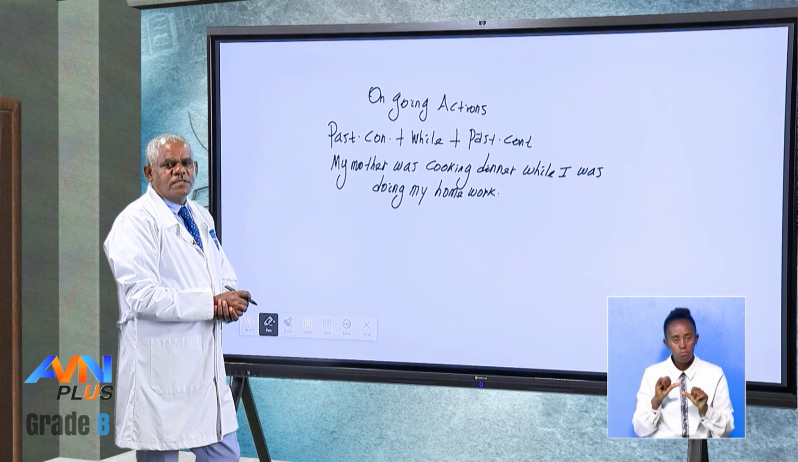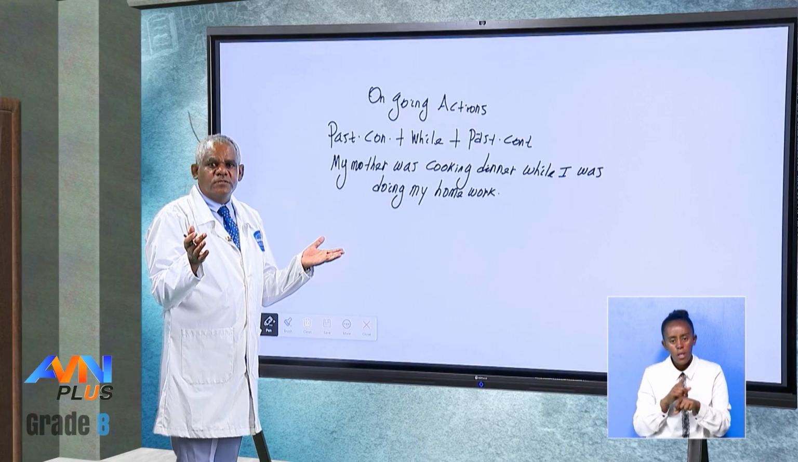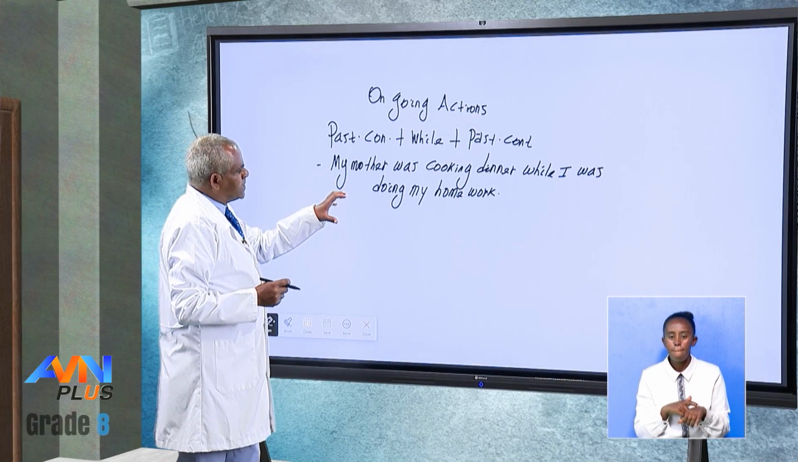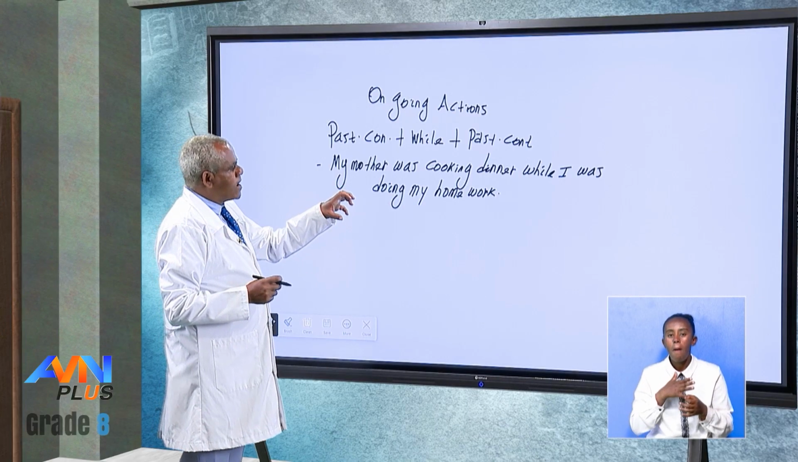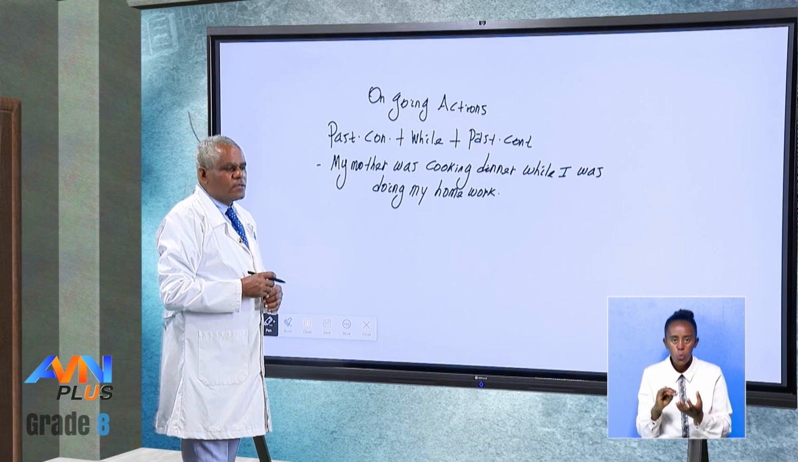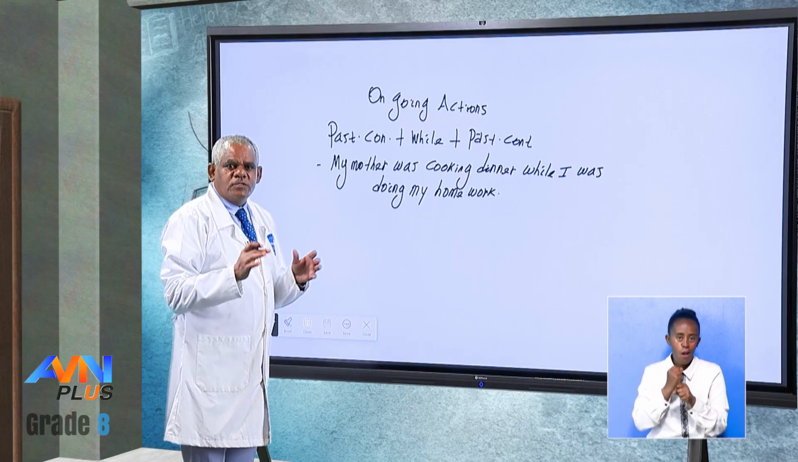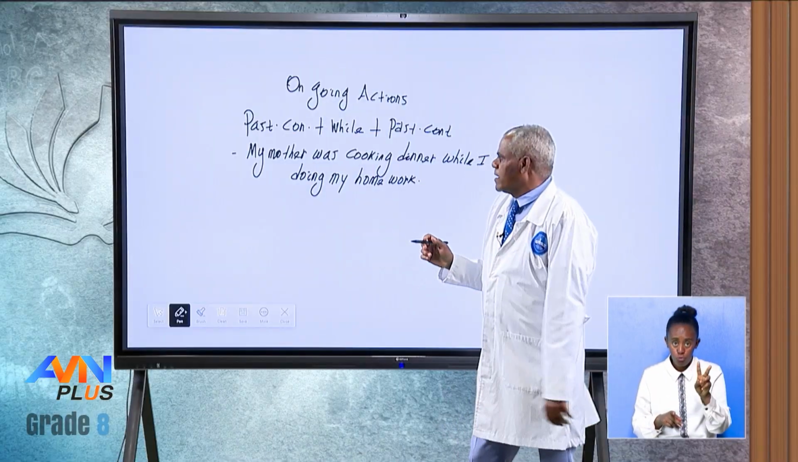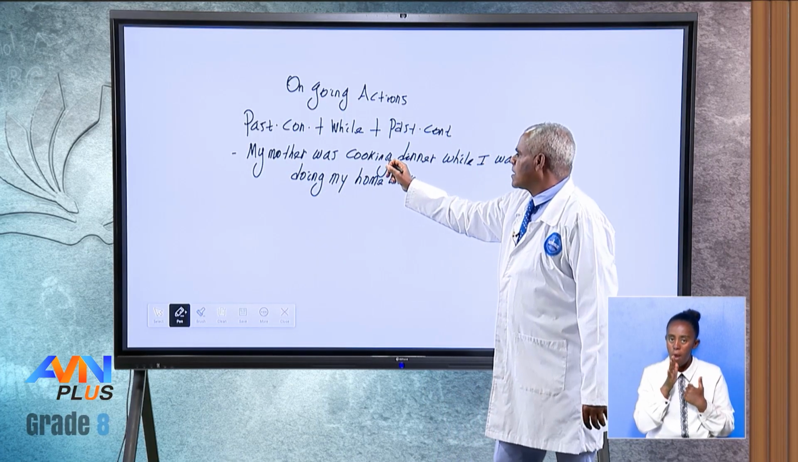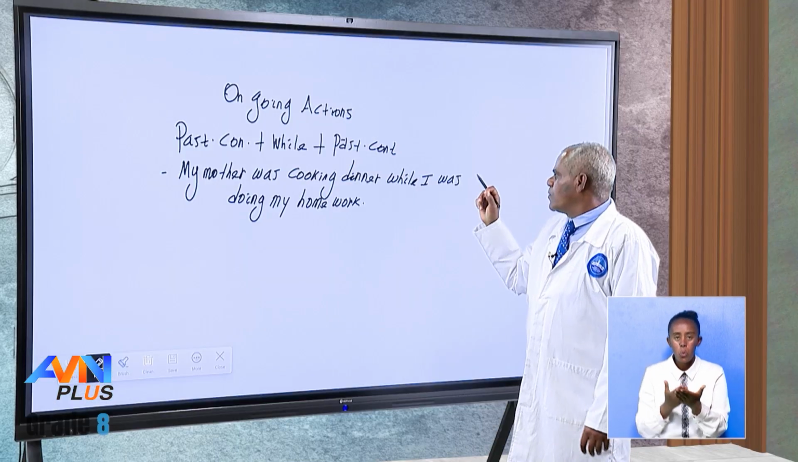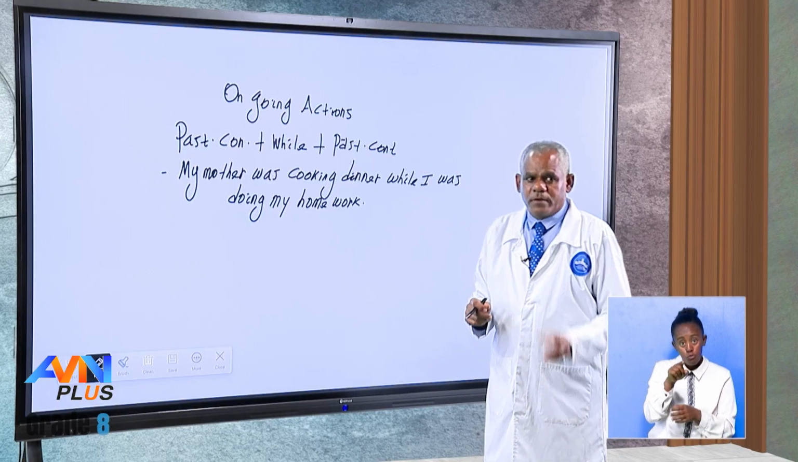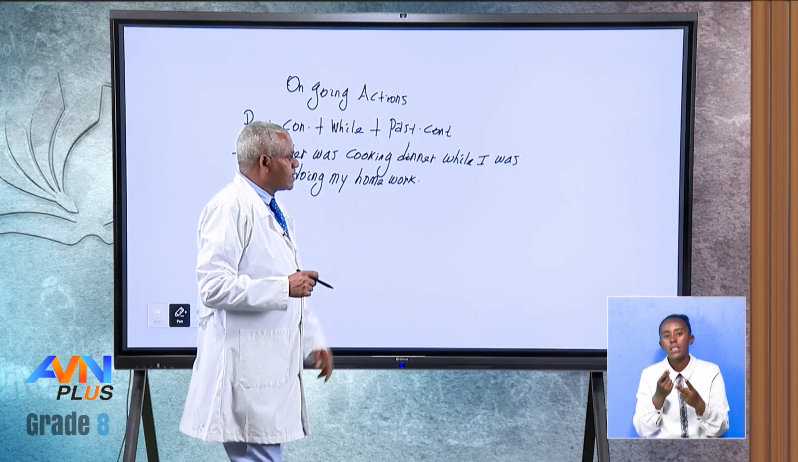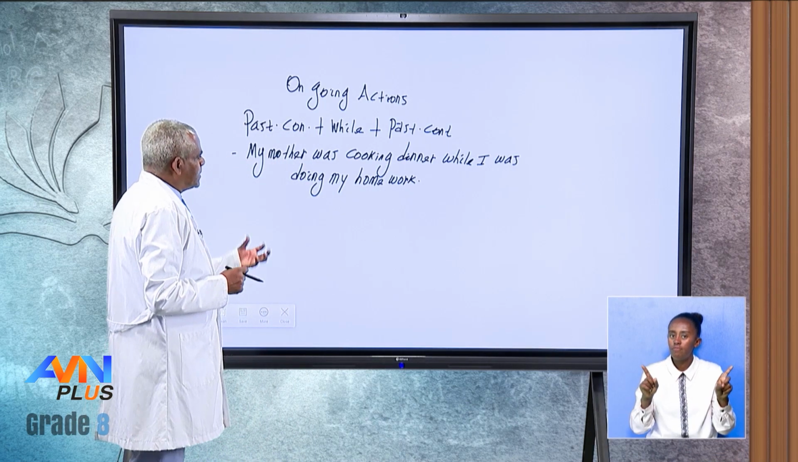Ongoing action sentences can be performed in different ways. I would like to show you. This is one type. My mother was cooking dinner while I was doing my homework. These two actions are performed by two different people. Your mother is cooking, whereas you are doing your homework. There are two different subjects, different actions.